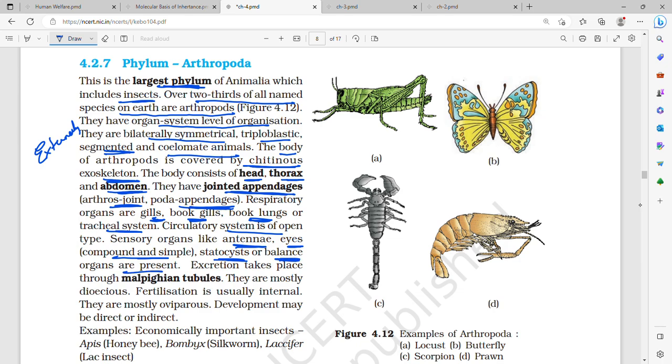The simple eye is vestigial, not used. The compound eye shows mosaic vision, which we'll learn in cockroach in detail. In cockroach, excretion takes place through malpighian tubules and they are mostly dioecious, not hermaphrodite, that is sexes are separate. Fertilization is internal, oviparous. Development can be direct or indirect.